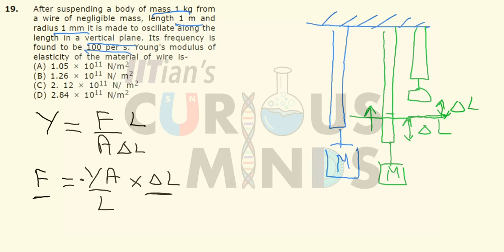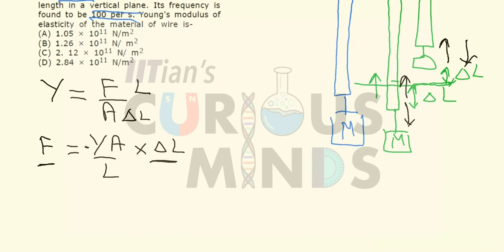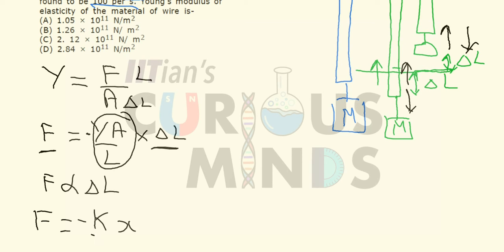Why will it be negative? When the mass is pulling the rod in the downward direction, the restoring force is pushing it in the upward direction, and when the displacement is in the upward direction, the restoring force will push it in the downward direction. So the force is in the opposite direction to that of the displacement. So F is directly proportional to delta L, therefore this will be an SHM. So this will be the value of K using the formula F is equal to minus Kx.